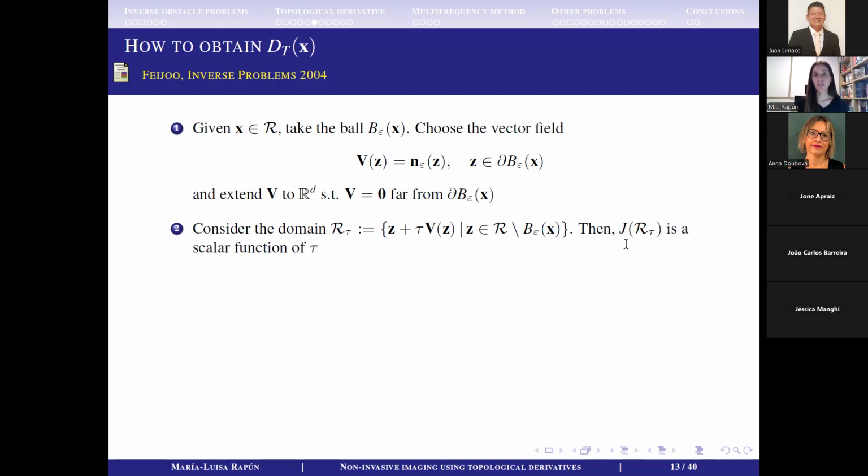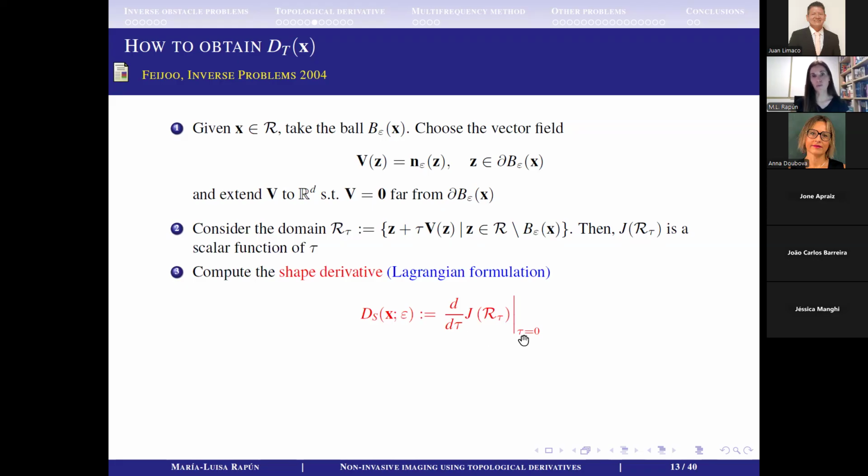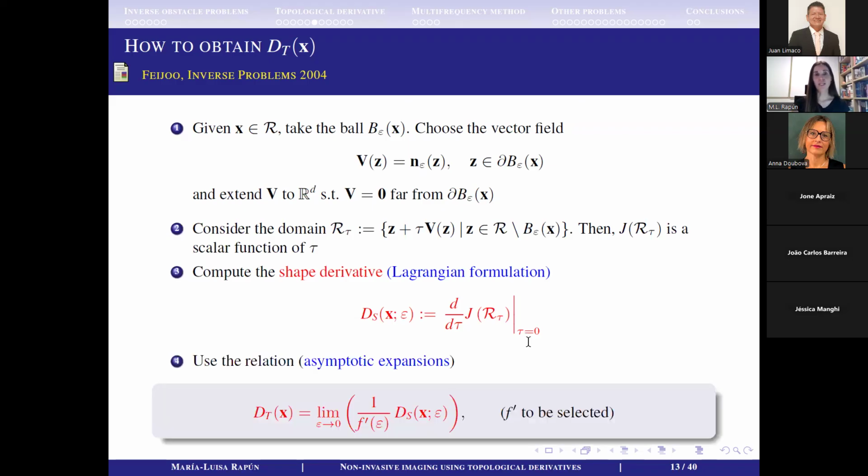Then you get a function when you evaluate the cost functional at this perturbed region. We have a scalar function that depends on this parameter tau. Then you can compute the shape derivative, which is the derivative with respect to this parameter tau when the value of tau is equal to 0. And finally, the topological derivative can be computed as a limit of shape derivatives. Okay. And in the intermediate steps, you get a formula for the shape derivative that, of course, depends on epsilon.